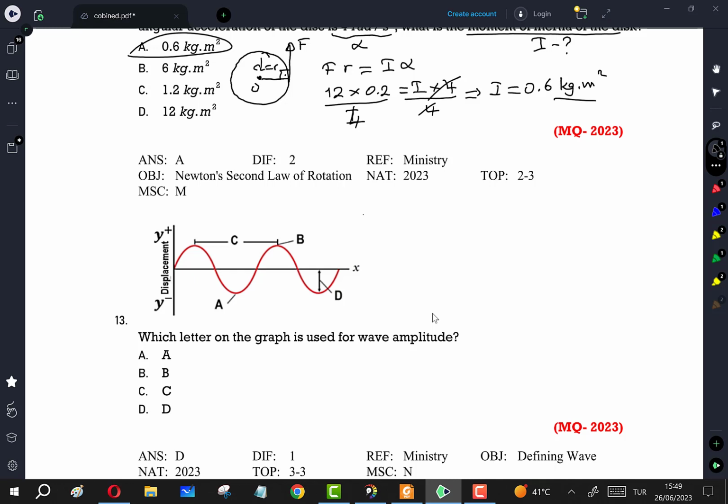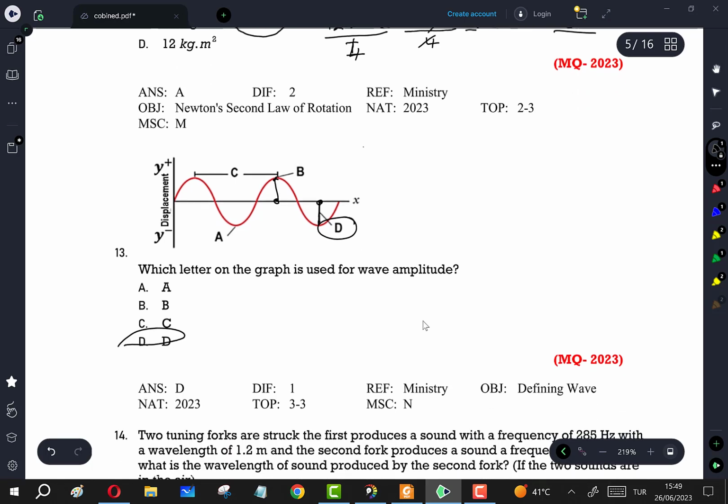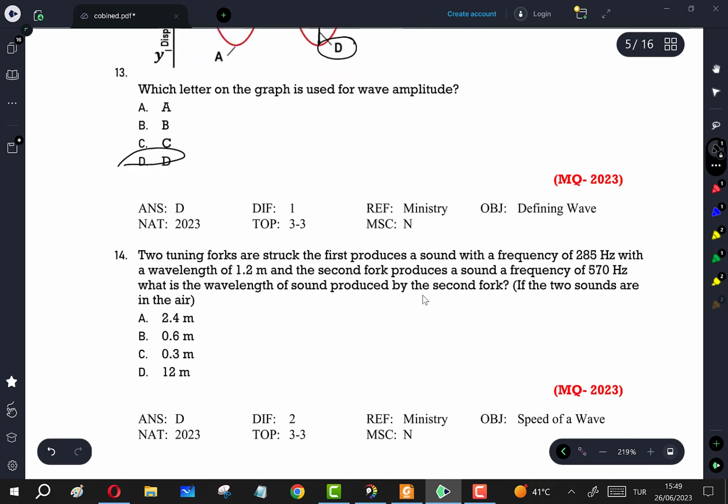Question number 13. Which letter on the graph is used for wave amplitude? Amplitude, remember, is the distance from equilibrium to the crest or from equilibrium to the trough, that distance. In this problem, it is D. D is representing amplitude. This is also a new question, asked for the first time in the ministry in this form.